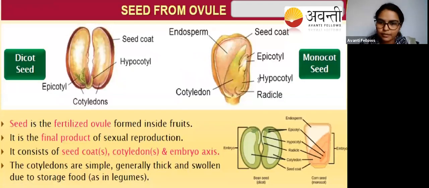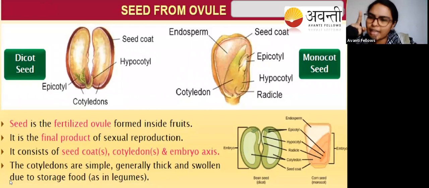Okay, now what is seed? Seed is nothing but a fertilized ovule formed inside. Why does it have 2 female gametes, ma'am? Where do we have 2 female gametes? We have only 1 female gamete. In the female, only 1 female gamete, that is the egg. Another one is the polar nuclei or the secondary nucleus.